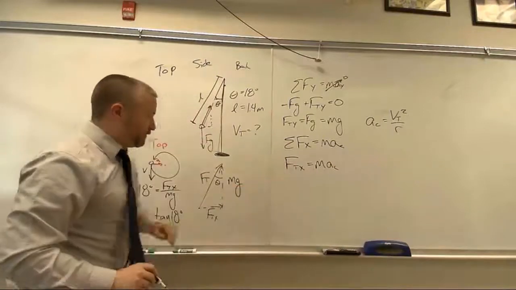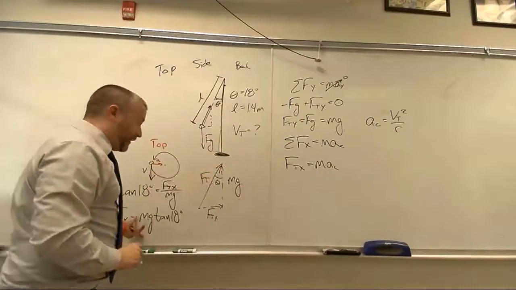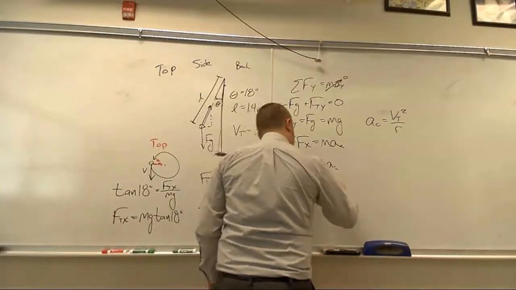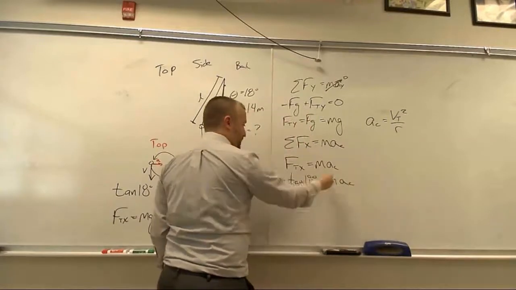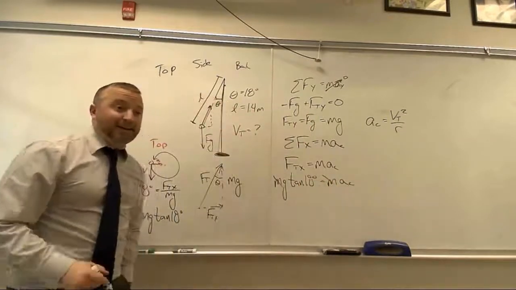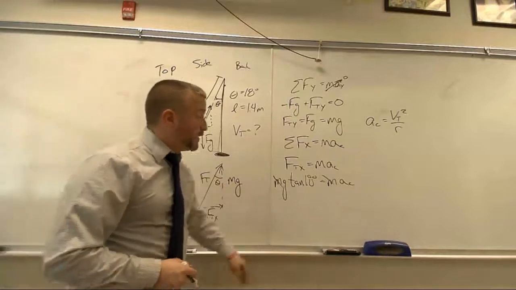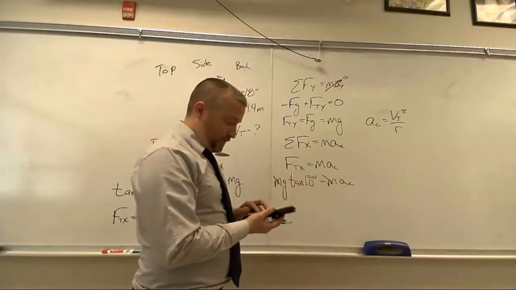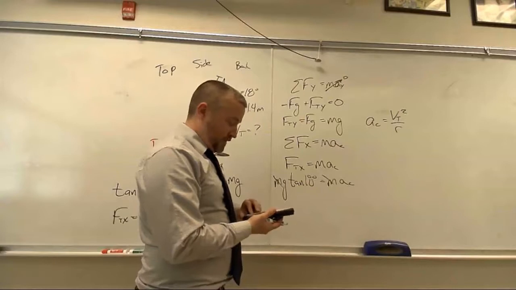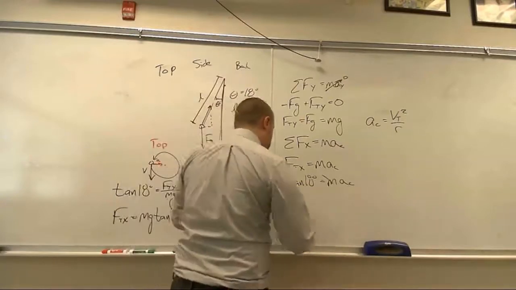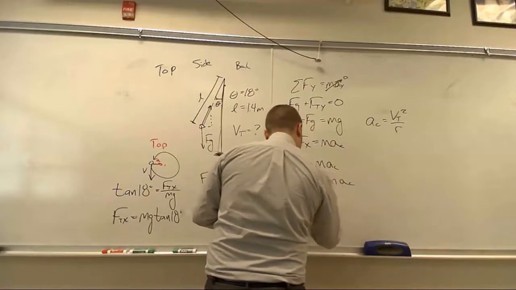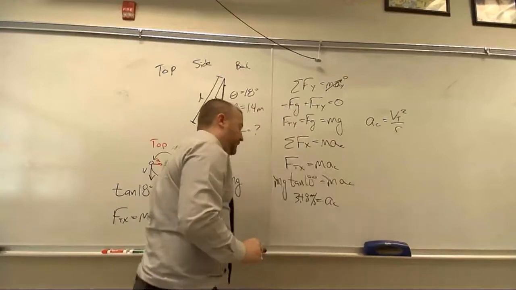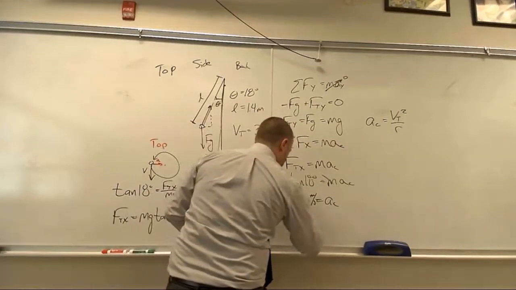Okay, so we have something for force tension in the x. Let's substitute that in over here, and we get mg tangent of 18 equals, hey, looky there, I got a mass on both sides, and it's going to cancel. So acceleration should really just equal gravity times tangent of 18 degrees. 9.8 times tangent of 18 degrees. So the acceleration on that guy should be 3.18 meters per second squared. It's not super clear to read.